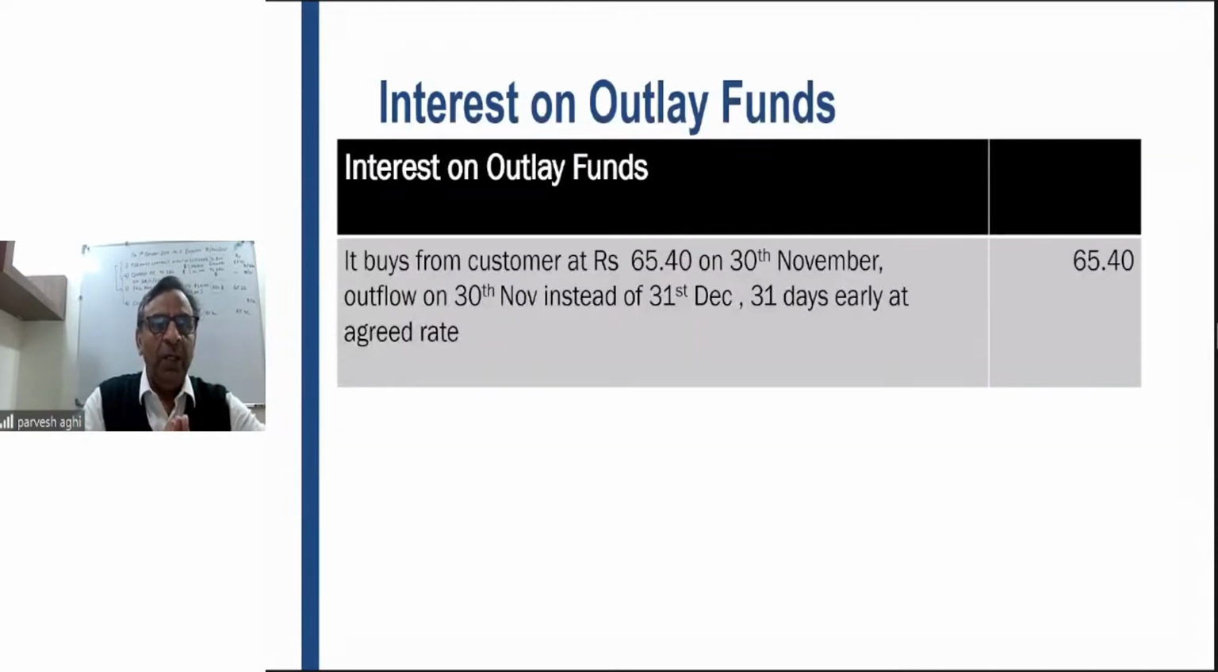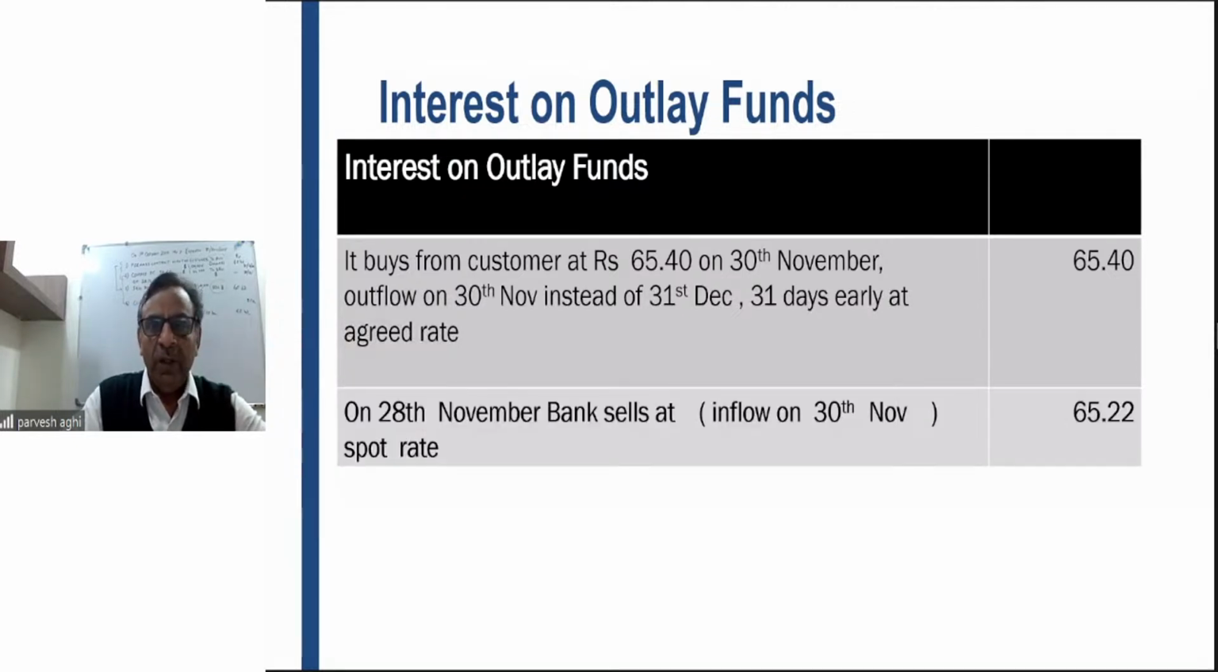So now we come to the second part, interest on outlay of funds. Now it buys from the customer. The customer came and said that I'm getting the money early. So they buy it on 30th of November. So outflow on 30th November instead of 31st of December, 31 days earlier than the agreed date. So what happened is that the customer came and said, please, I've got the dollars, convert that money into rupees and give me rupees. So the bank was supposed to do it on 31st December. Now they have done it on 30th. So they have done it 31 days earlier than what was agreed.